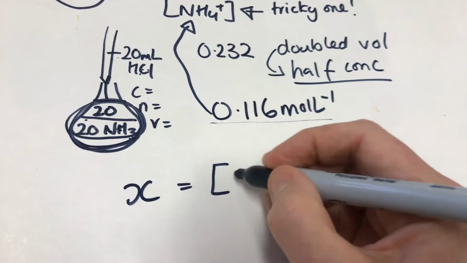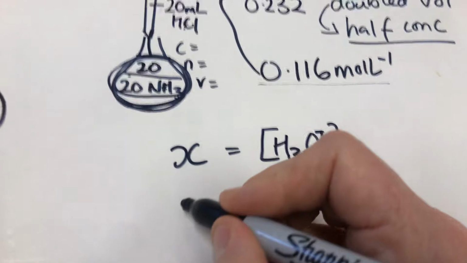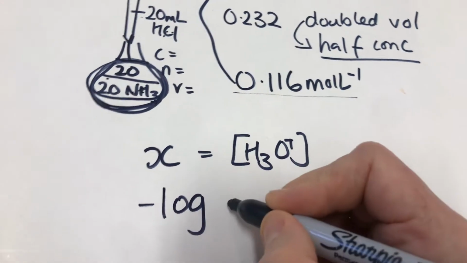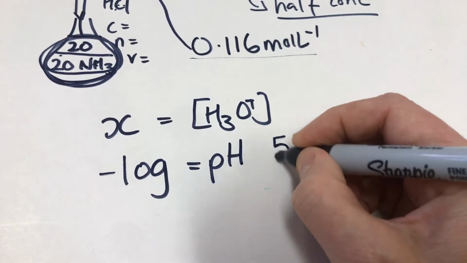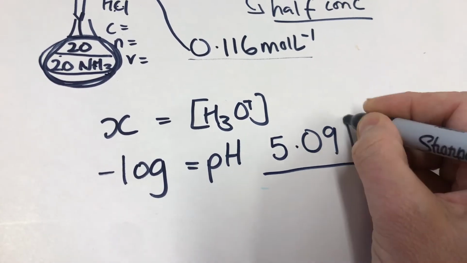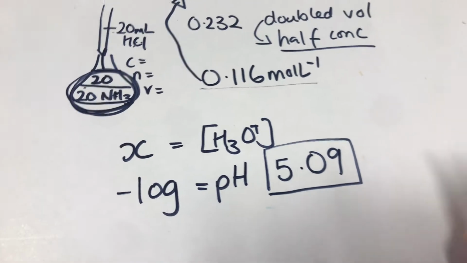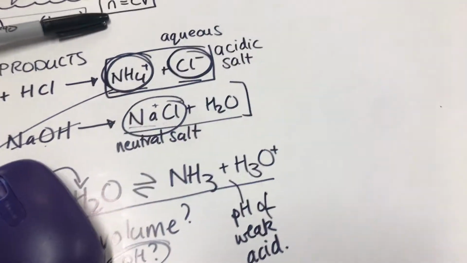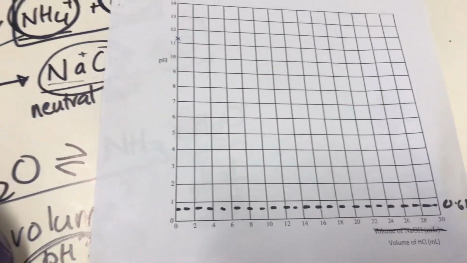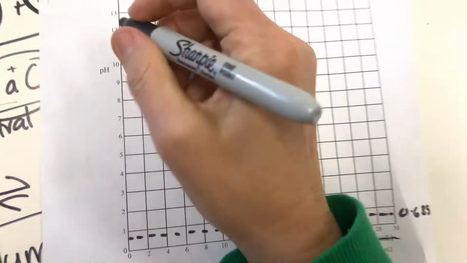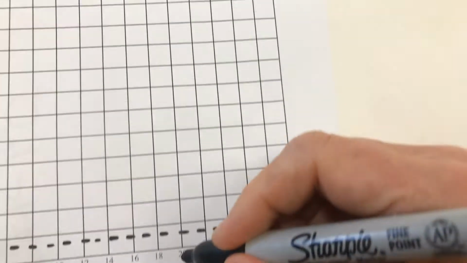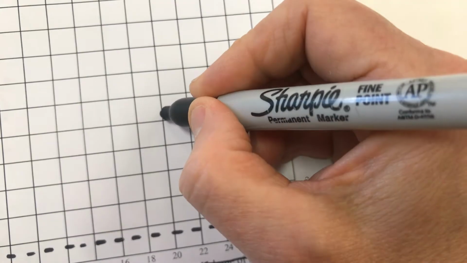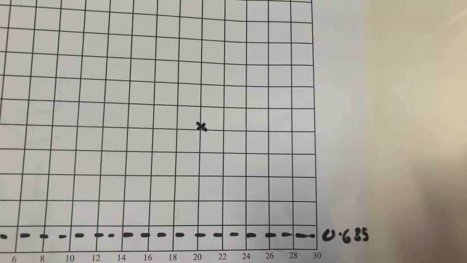So if we substitute those numbers in and rearrange and solve for x, x will of course give us our concentration of H3O plus in this case because it's acidic. And then we negative log that to give us our pH, which in this case is 5.09, which is not a bad pH for our equivalence. Right, so now we've got our equivalence point pH, so let's plot that. I'm actually going to use my Sharpie here. So we need to go across to 20 mils here, and then we need to go up to just above 5, so 5.09, and plot our point there.